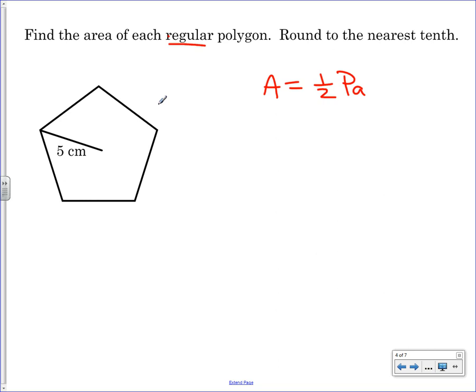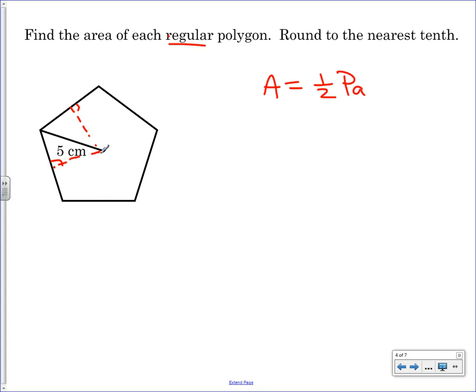That 5 is not the apothem. The apothem, I could draw it here. I could draw it here. I could draw it here. It doesn't really matter. Just pick one. I'm probably going to stick with down here, though. Okay? Just know that it doesn't matter. So I need to find some stuff.